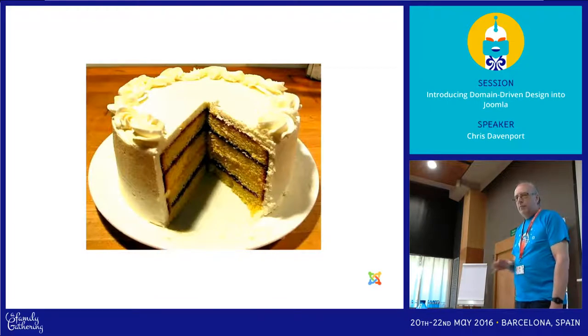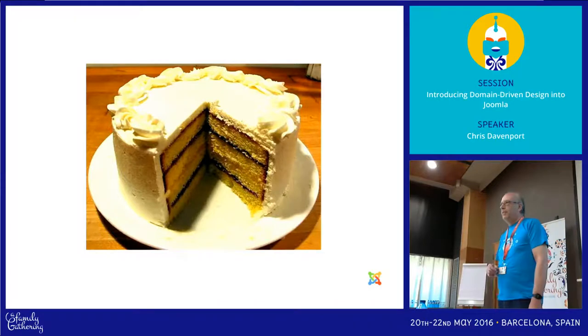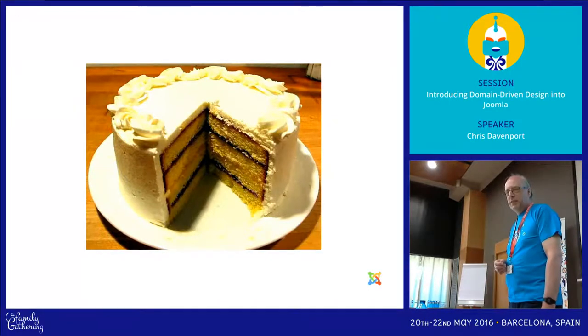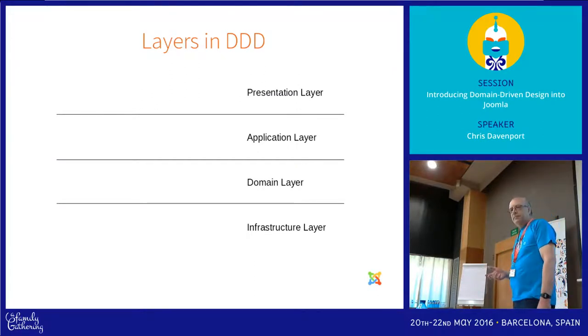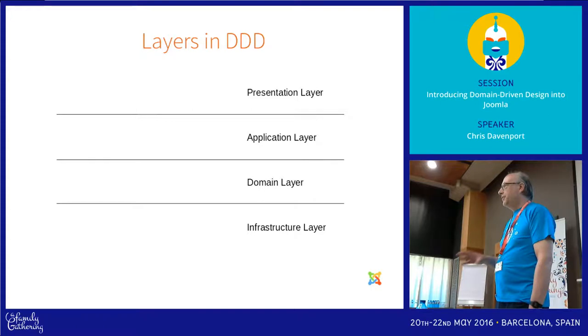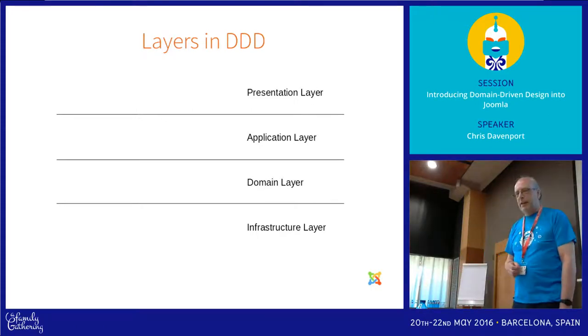So we want to separate these two kinds of logic into different layers within the code. And that brings me back to the subject of layers. DDD actually talks about four layers, and these are essentially the same as the classical layers that you'll see in any book on software architecture. The only difference is actually in the middle layer there.